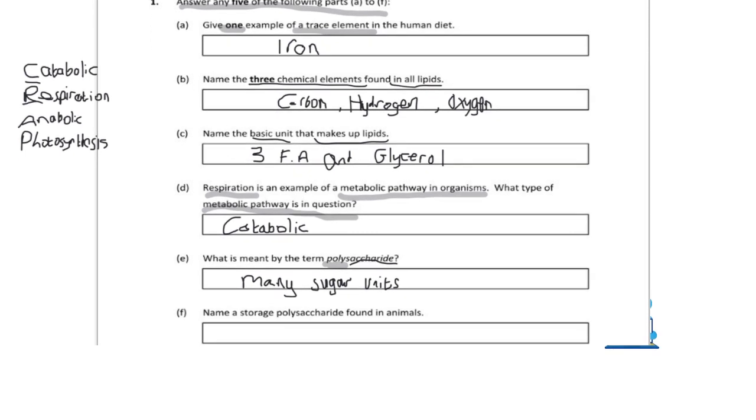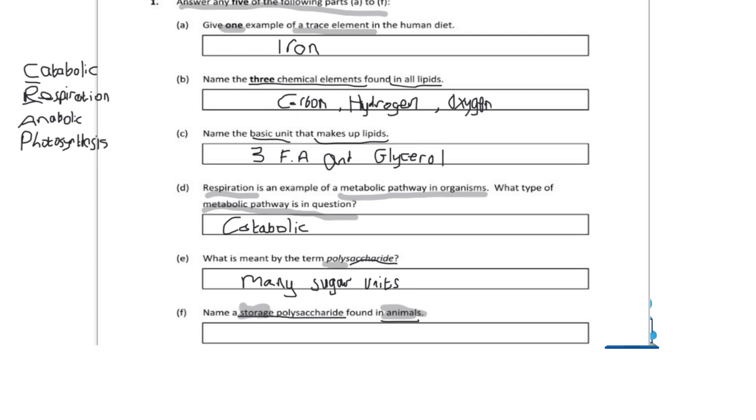The last part of the question we're going to look at is name a storage polysaccharide in animals. Really important that we highlight that they're asking about animals here. They're also talking about storage. They're not talking about structural. They're not talking about plants. So we would know 3 polysaccharides.